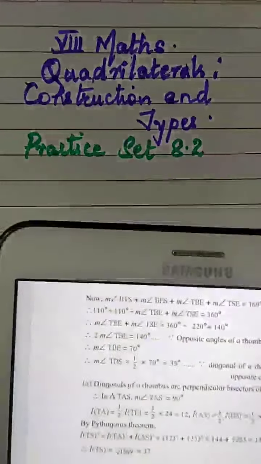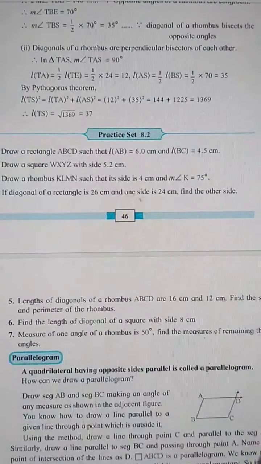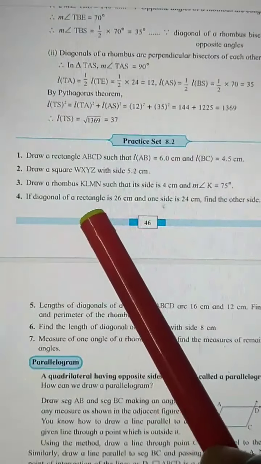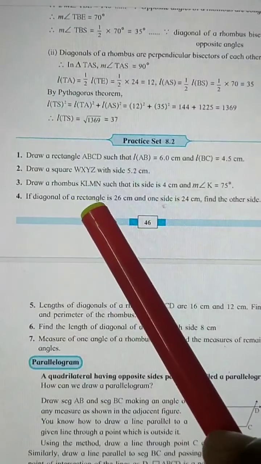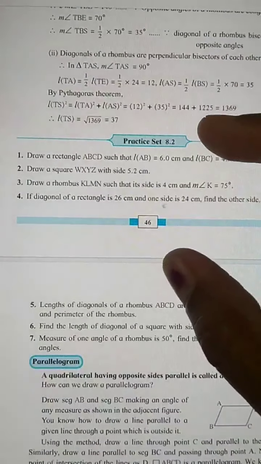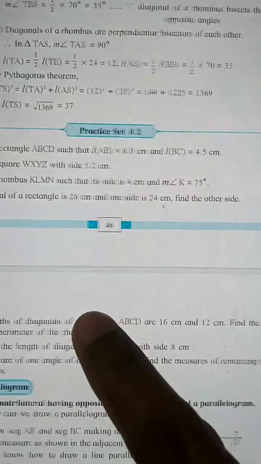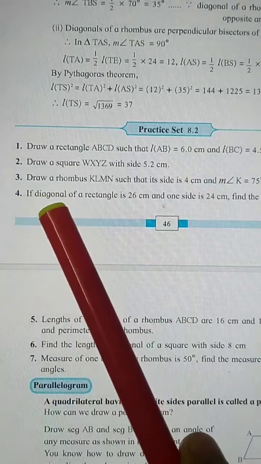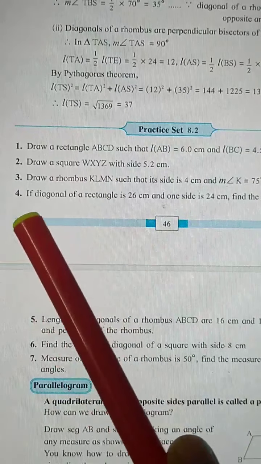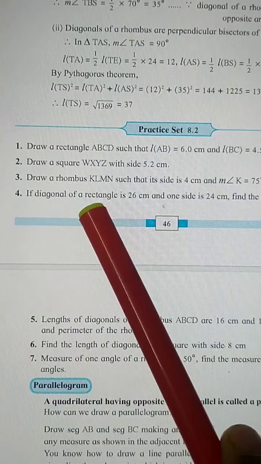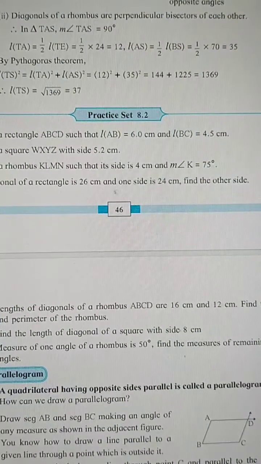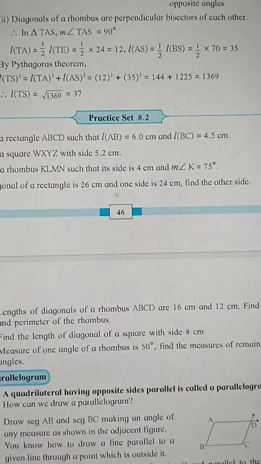Sum number 4. As you can see the question: if the diagonal of a rectangle is 26 centimeter and one side is 24 centimeter, find the other side. Diagonal of rectangle 26. So first let us draw a rectangle, show one diagonal and one side is 24. Find the other side is the question. So be ready with your scale and pencil.